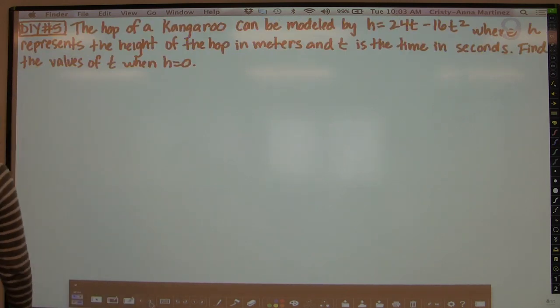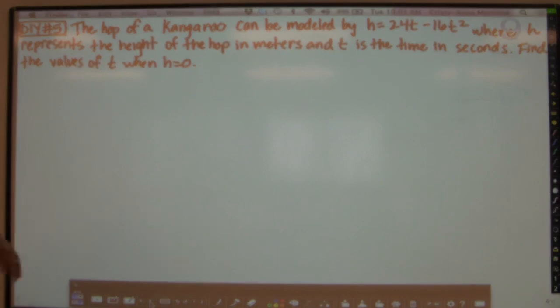And so now we're going to have you do this little guy about kangaroos, because kangaroos are so important to the world. And once you have completed this example, you will have completed your notes for this lesson.